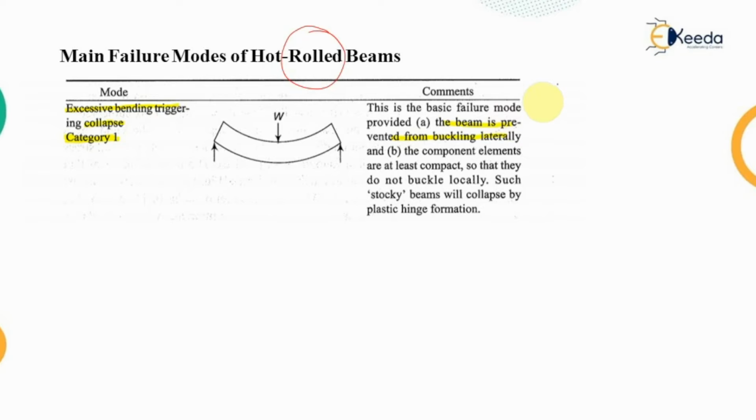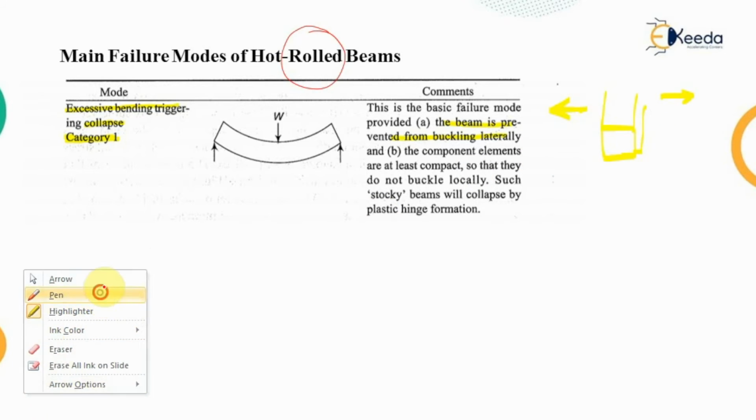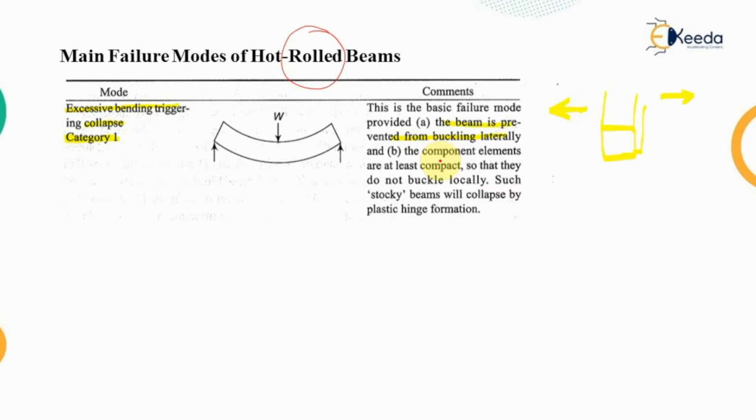That means whenever the beam is subjected to heavy loads, and because of that the bending moment is very heavy, but in any condition the beam is not allowed to move laterally in the horizontal direction. Let's say this is the beam cross section, so it is not allowed to move in these directions. Whenever it is restricted from lateral movement, it will be subjected to the heavy bending moment, and the component elements are at least compact. That means we have different capacity of the sections.